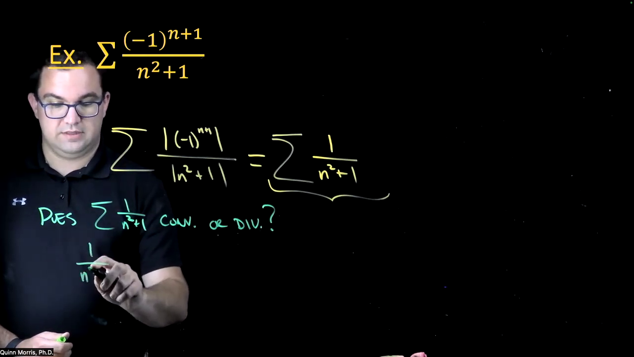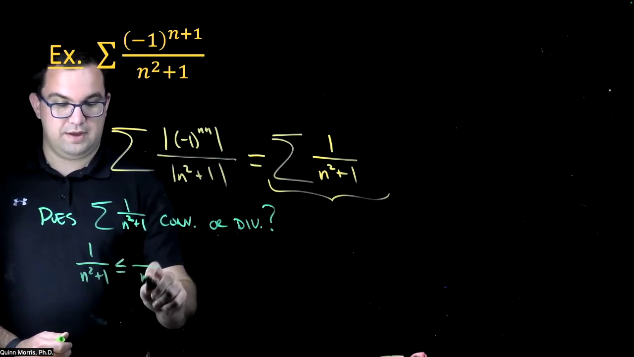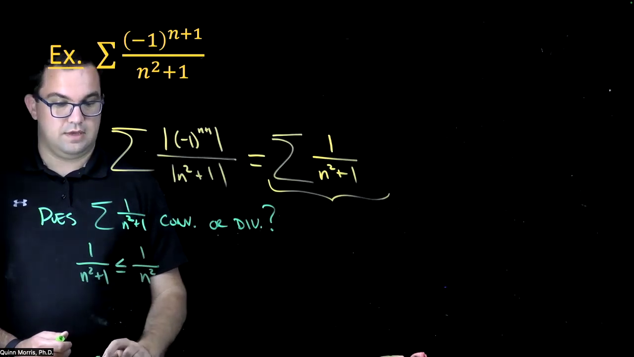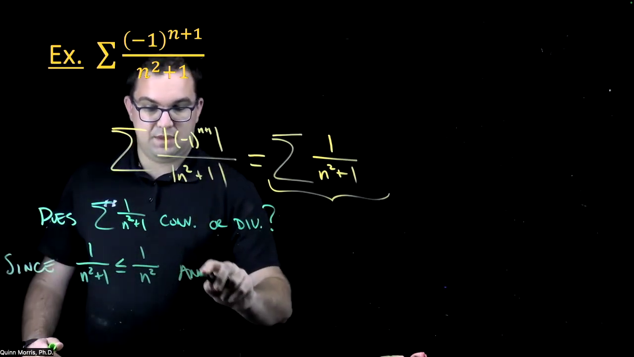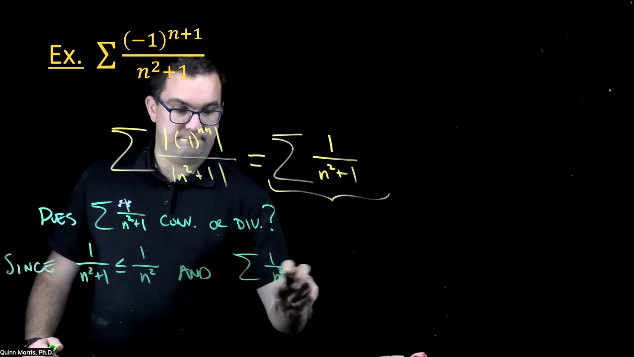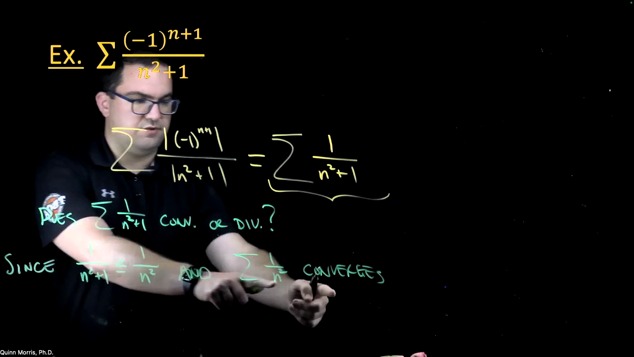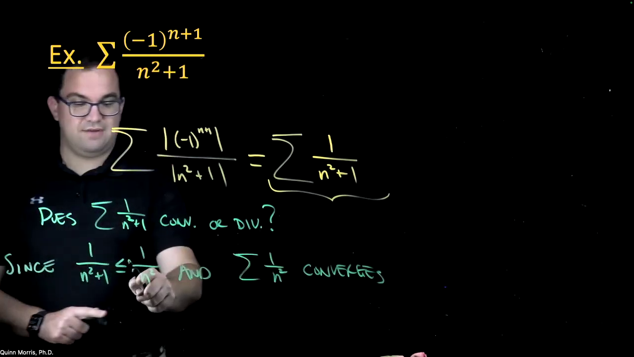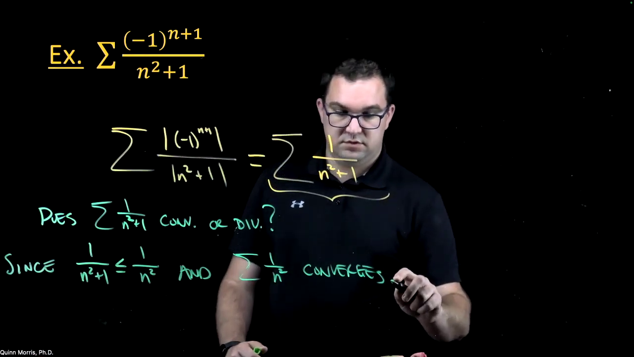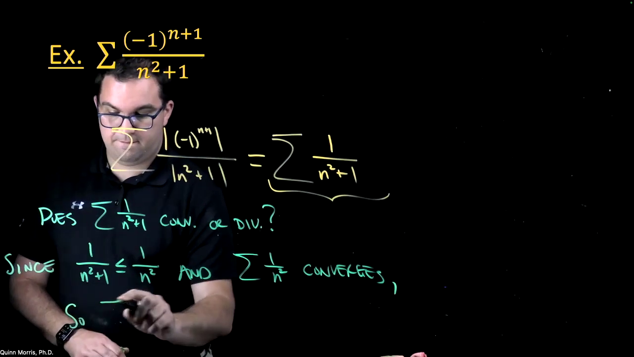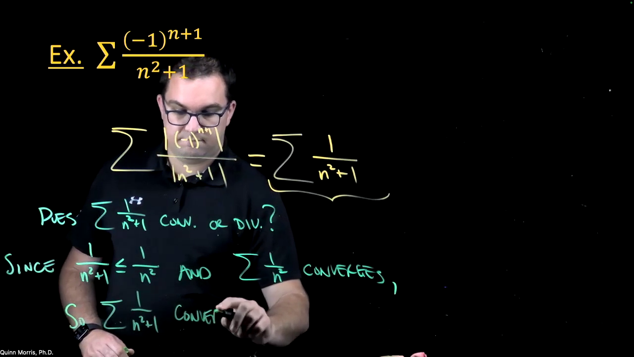So I have 1 over n squared plus 1. If I make the denominator smaller, that'll make the whole thing bigger. Okay. So since that's true, and I know that this converges. Why do I know this converges? It's a p-series. Now I've got that the bigger of the two series converges. So the sum of 1 over n squared plus 1 converges by comparison.